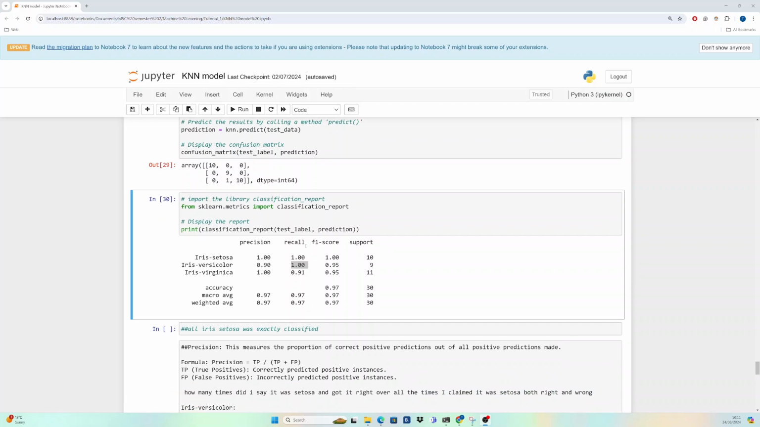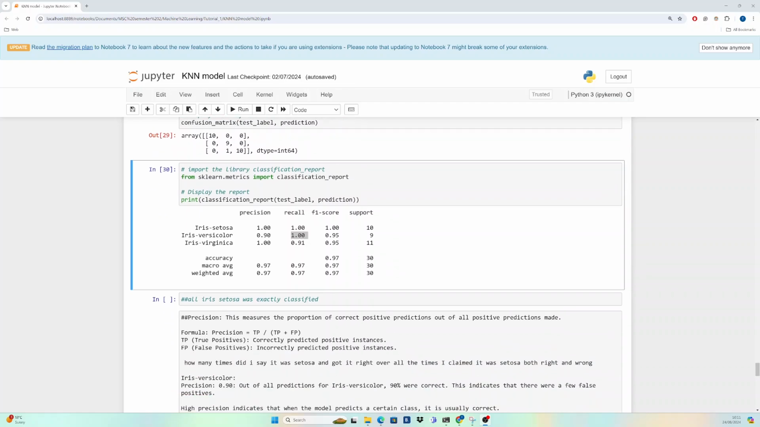So let's go into precision. When the model looks at classifying skin cancer, for example, it's going to say positive. It says cancer, cancer, cancer, and then sometimes it says it's cancer when it isn't cancer. That's a false positive. So lower precision means the model was saying something was cancer when it wasn't.